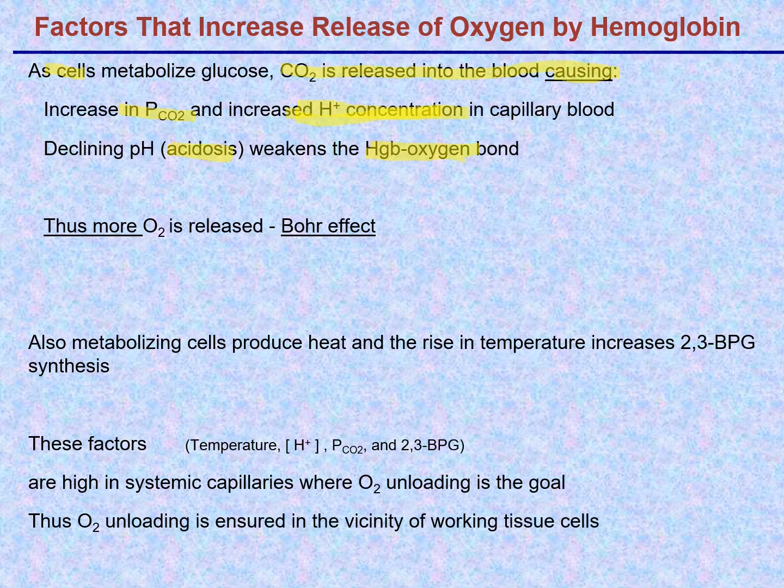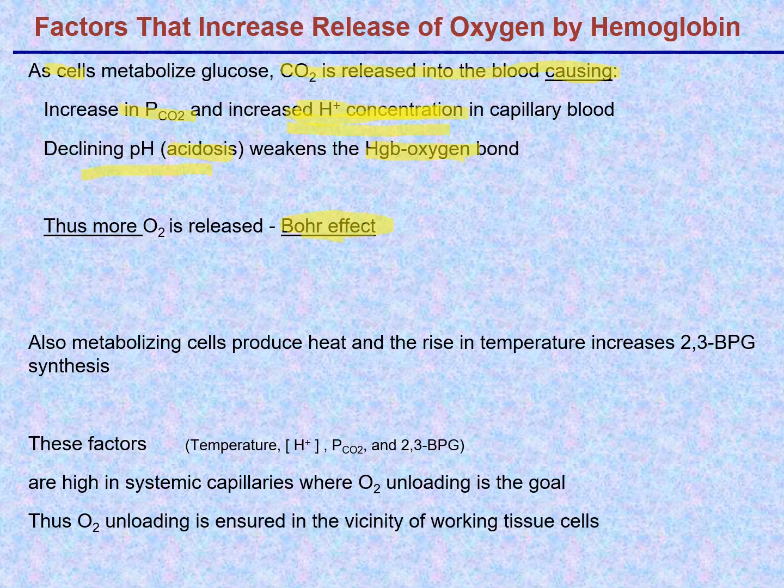So this effect of pH, in other words, hydrogen ion concentration, is called the Bohr effect, B-O-H-R. And I'll show you on a graph the Bohr effect, the result of changes in pH on hemoglobin, on the oxygen hemoglobin dissociation curve.